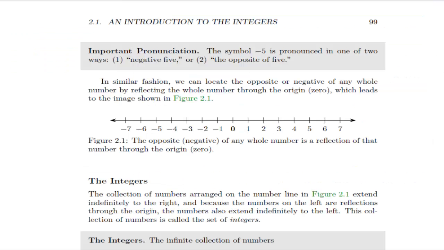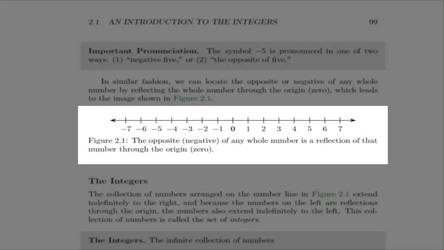The symbol -5 is pronounced in one of two ways: 1. Negative 5, or 2. The opposite of 5. In similar fashion, we can locate the opposite or negative of any whole number by reflecting the whole number through the origin, 0, which leads to the image shown in Figure 2.1.